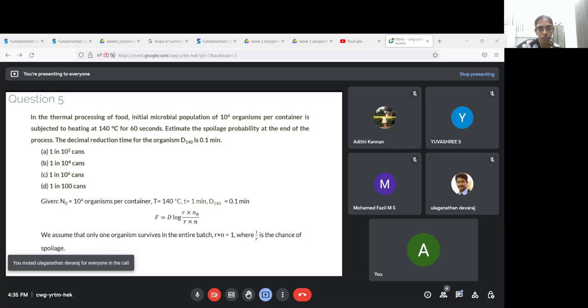So when R into N, that is your denominator, becomes 1, your equation will become F equal to D log R into N naught, where N naught is the number of organisms per container and R is the total number of containers. So this will give you the total number of organisms. So we can just substitute the values: 1 minute equal to 0.1 minutes log R into 10 power 4. And 1 by R is what we need to figure out. So what is the value of 1 by R that you are getting?